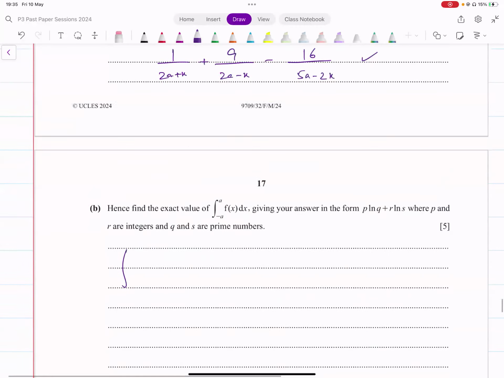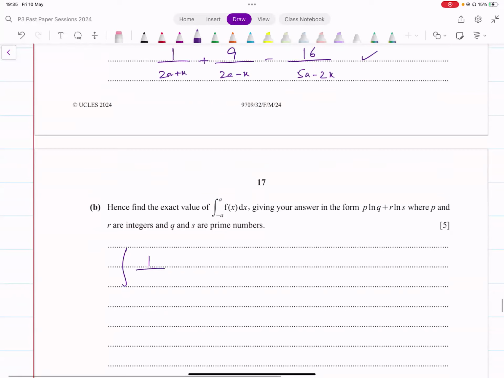Now we've got three separate fractions. We can integrate all of them separately. 1 over 2a plus x. Let's integrate this separately. There are plus minus between them, right? This is 9 over 2a minus x. Let's integrate this separately. And then finally, we have 16, there's a negative sign outside, over 5a minus 2x. You need to integrate this as well. Limits for all of them are from minus a to plus a.